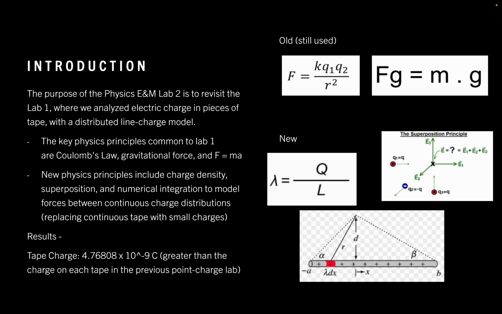But instead of modeling the tapes as singular point charges, we are going to divide the tapes into a bunch of tiny little charges, and then add them all up collectively to see what the net interaction between all these small charges is, to then get our final tape charge, which is this number right here. So that contains the superposition principle of adding up a lot of different charges together to get the net charge, as well as the charge density and divvying up the tape.